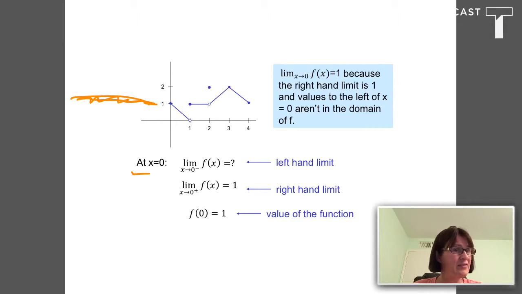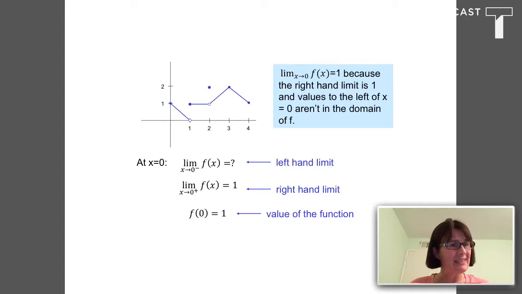The limit of f of x as x approaches 0 from the right, I can walk along the function coming from the right-hand direction, and I get to y equals 1. So that's the limit, y equals 1. The actual function value when x is 0 is 1. That's where the colored in dot is. So again, this is a special case.